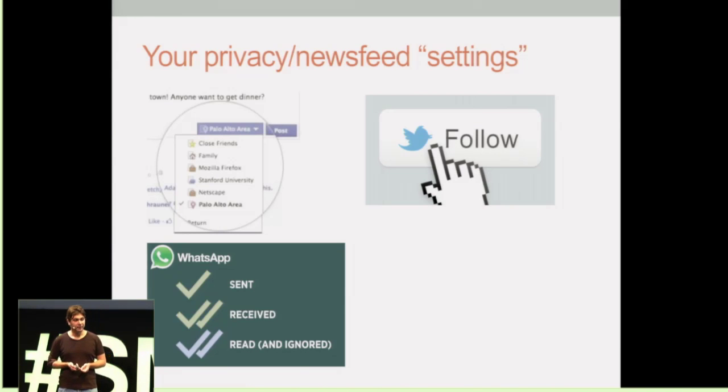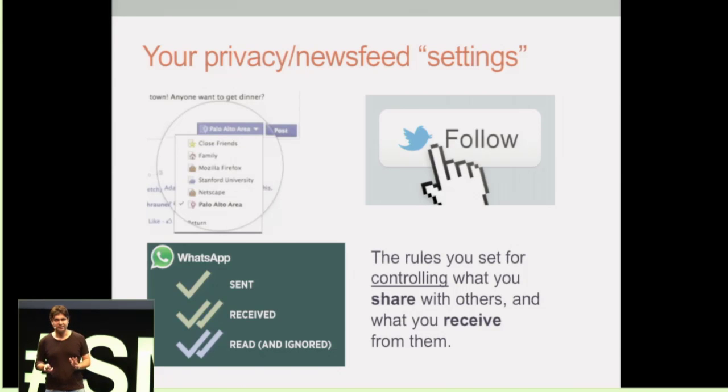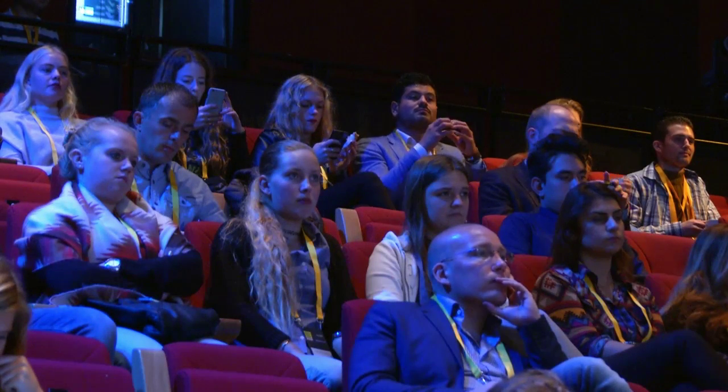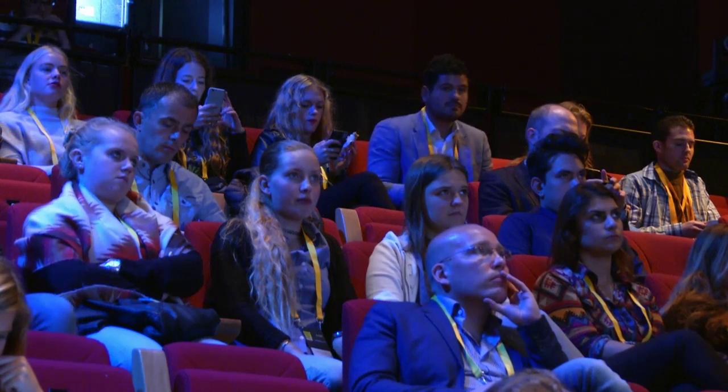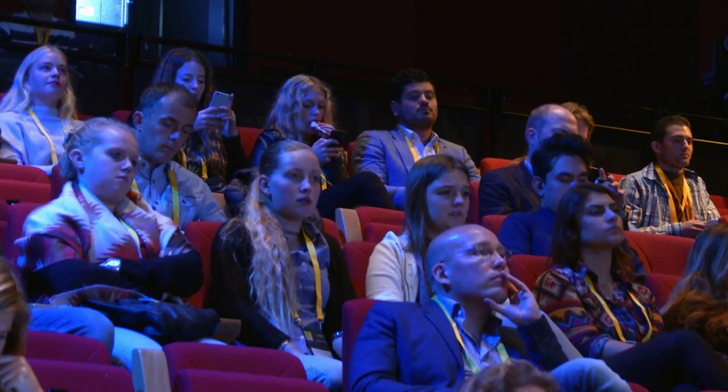And with WhatsApp, for example, if people can see that you've read and ignored their messages, well, that's also another rule in your list of privacy rules, because that means that they can see whether you checked their message or whether you're online. So in this context, for this presentation, I'm just going to say that privacy settings are the rules that you set for controlling what you share and what you receive with other people. For the moment, I'm just going to call it privacy settings, but what I really mean is what you share and what you receive, so not only what you share with other people. Just for today, it's easier to call it privacy settings.